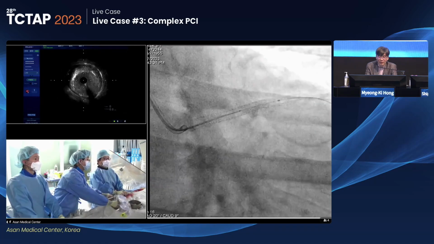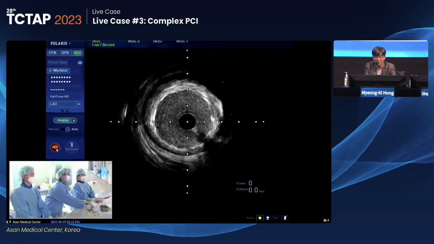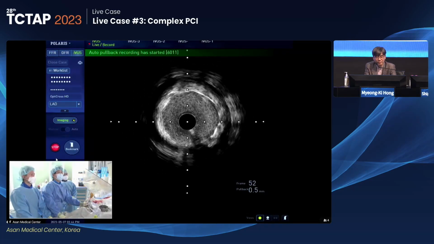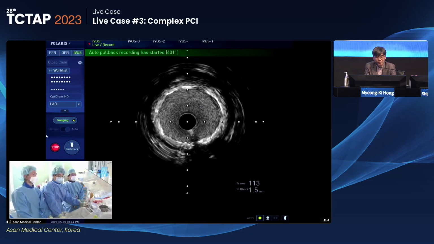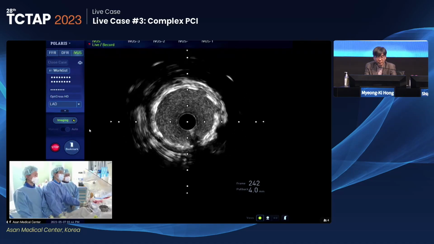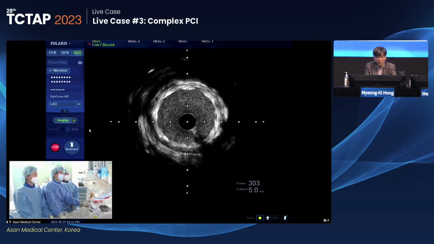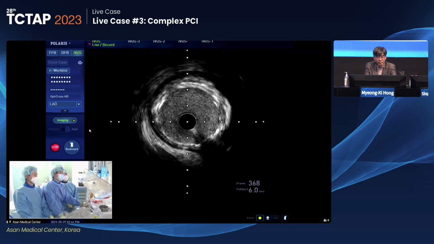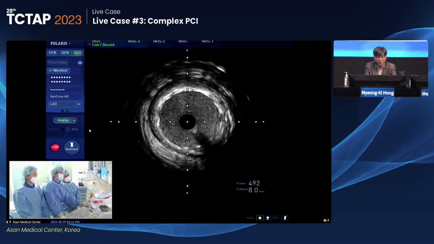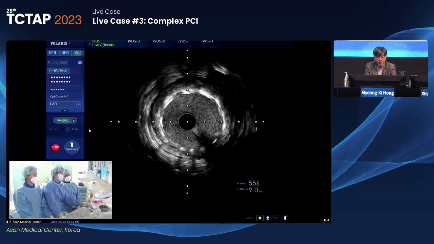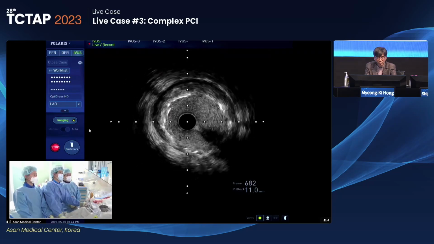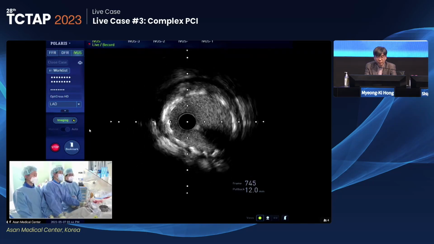Okay, here. Run, please. 4.0 stent here. I applied the 4.0 balloon at 10, 14 atmospheres. Look at the stent diameter, it is around 3.5, not completely 4.0. So that's why we need the high pressure based on the imaging.